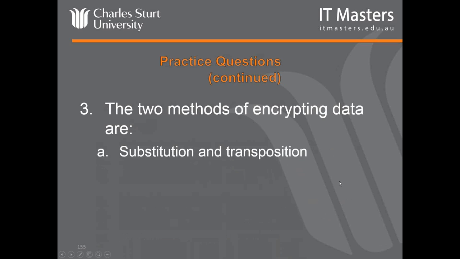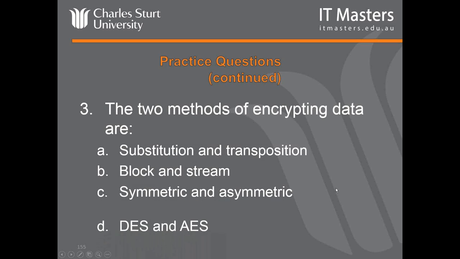Two methods of encrypting data. Okay, I'll give you the first one. It's not going to be substitution and transposition. Substitution and transposition are used in creating encryption protocols. So what do we have here? We've got block and stream, symmetric and asymmetric, and DES. We're not asking what are two types of encryption, two forms. We're asking for two methods. And the key word here is methods.